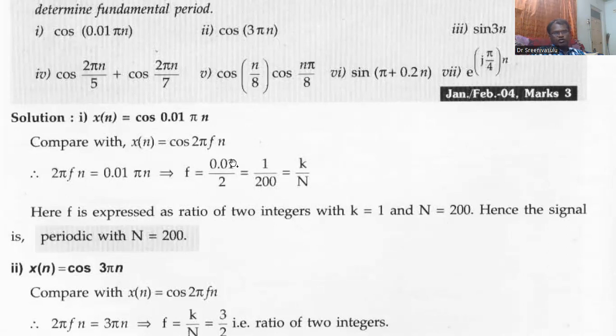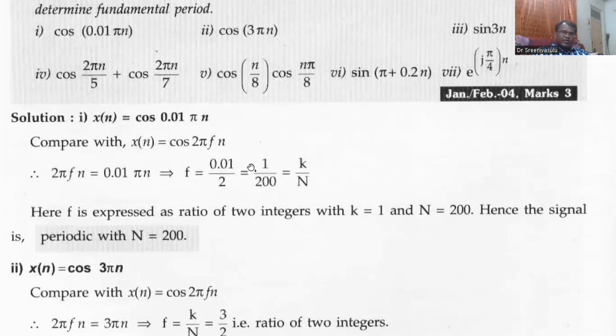So you multiply numerator and denominator with 100. You will get 1 divided by 200. It is equal to k by n. It is a ratio where both are integers, so it is a rational number. So whenever it is a rational number, we can say it is a periodic signal.